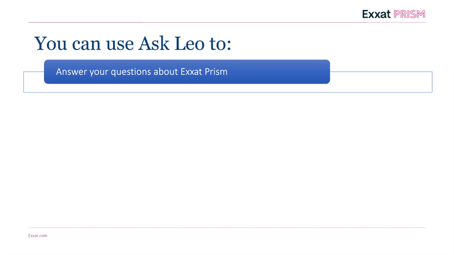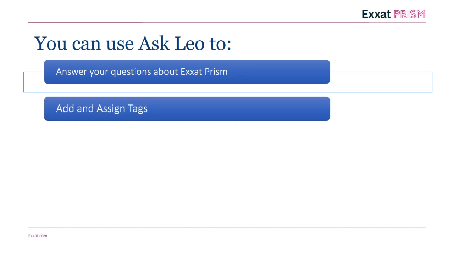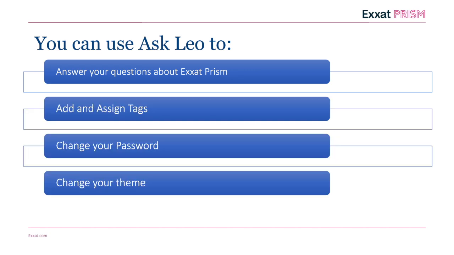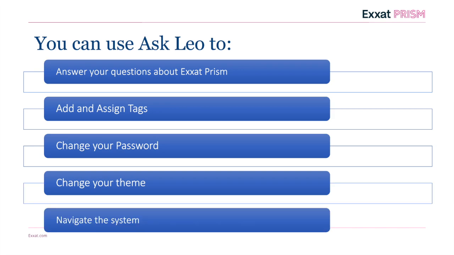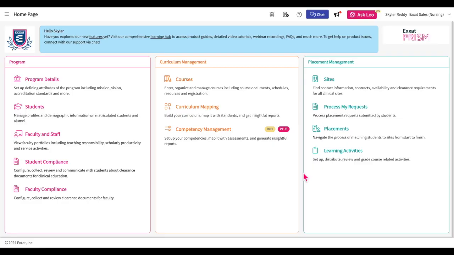It can also perform actions such as adding and assigning tags, changing your password or personalizing your theme, and can guide you by navigating directly to specific sections within the Exxat Prism system. This tutorial will walk you through how to interact with Ask Leo effectively, ensuring you get the most out of this powerful tool. Let's dive in and discover how Ask Leo can redefine the way you work with Exxat Prism.